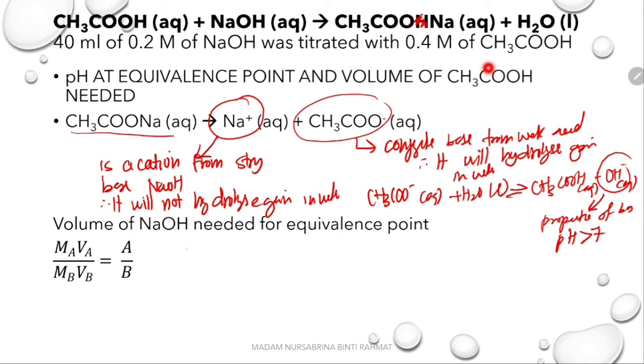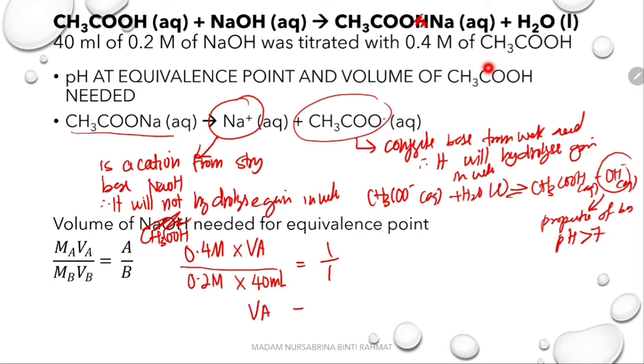So I have 0.4 molar. Okay, it shouldn't be NaOH, it should be CH3COOH. So we have 0.4 molar of CH3COOH, volume of the acid to be found, over 0.2 molar of my NaOH times the volume of NaOH used, which is 40 milliliters, equals 1 over 1. So by cross multiplication, you will get your VA, the volume of the acid needed to reach the equivalence point, which is equal to 20 milliliters.